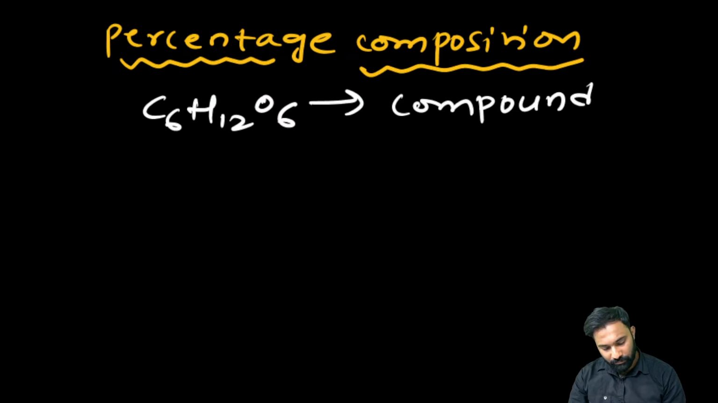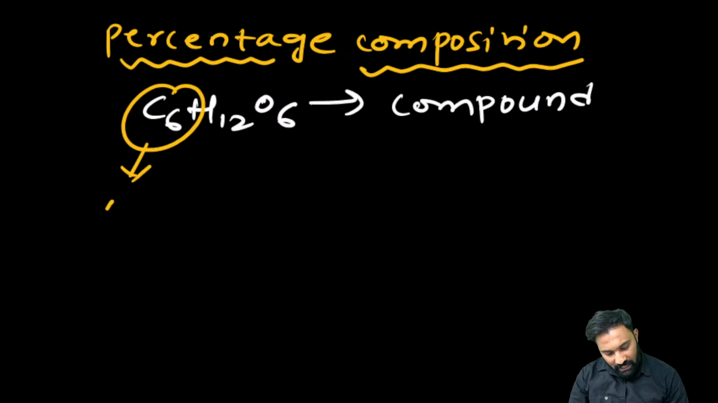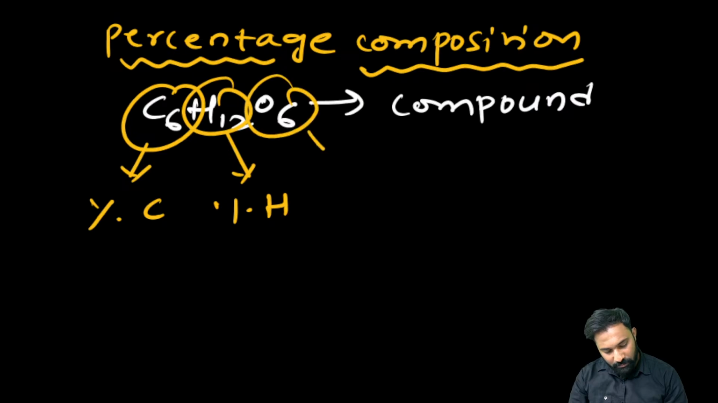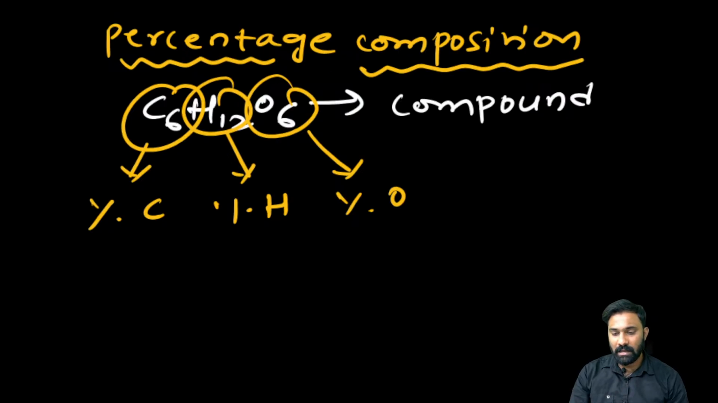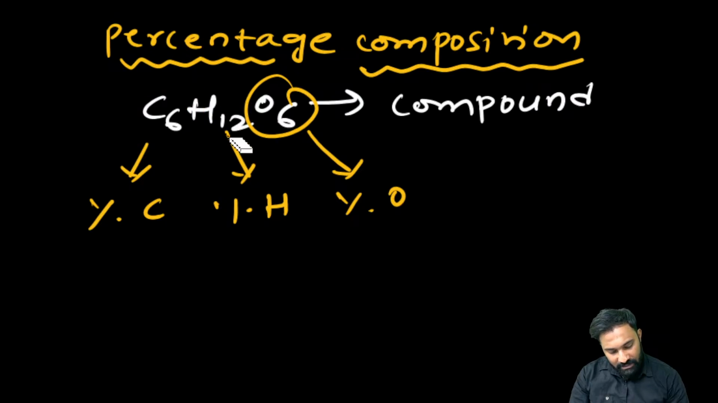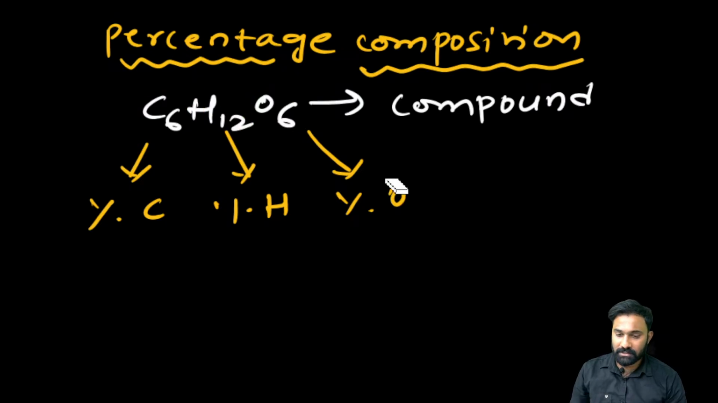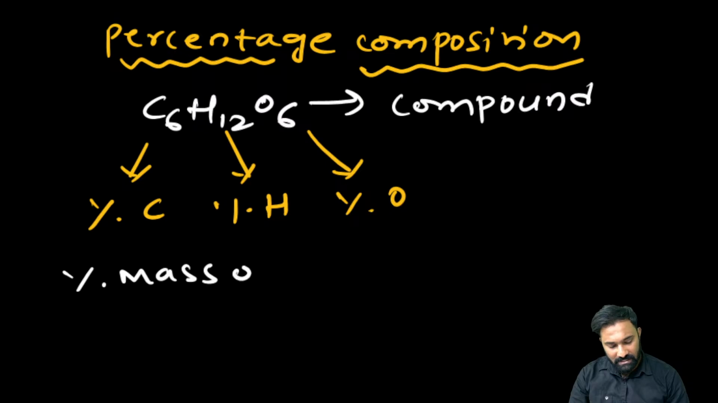In this compound, how much percentage of carbon is there? How much percentage of hydrogen is there? How much percentage of oxygen is there? Now we have to find that. That is known as percentage composition. Clear? For this molecular formula, how much percentage of carbon, hydrogen and oxygen is there, that we have to calculate. For that we have a formula: percentage by mass of an element.